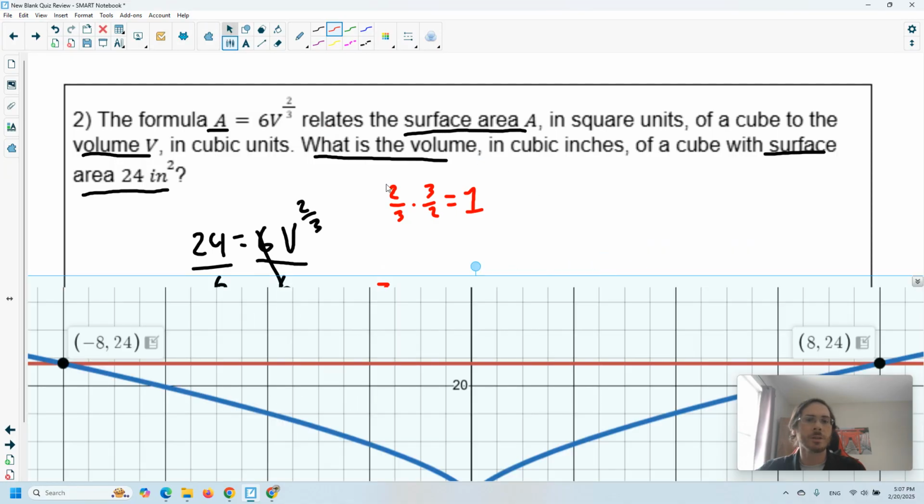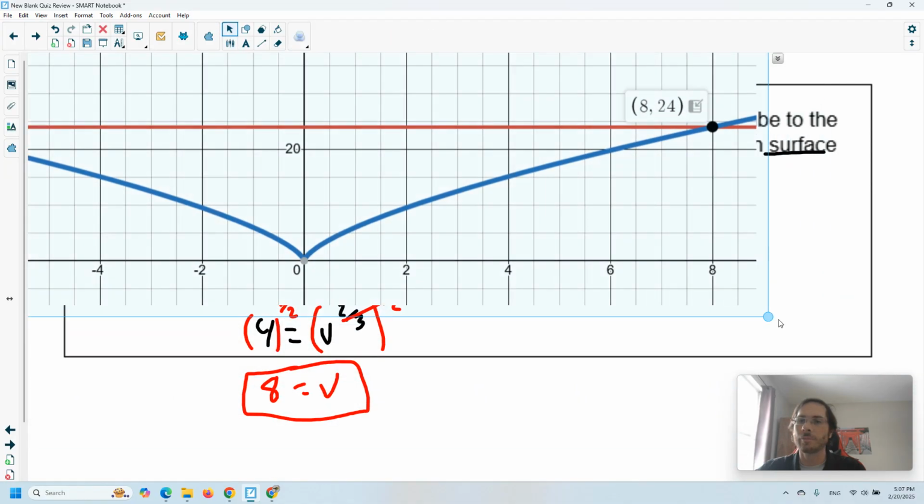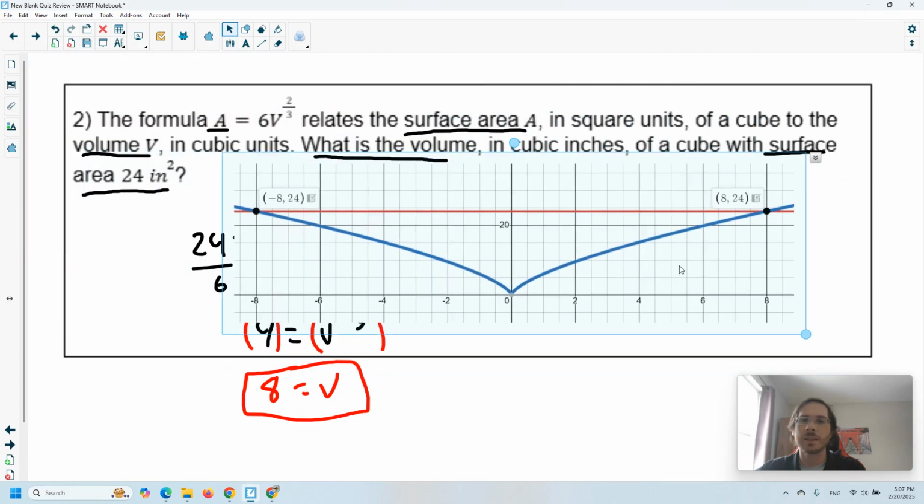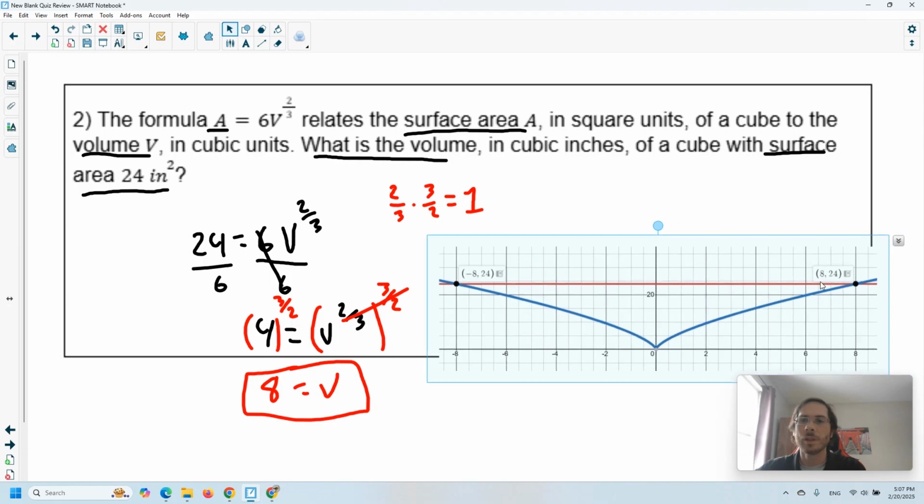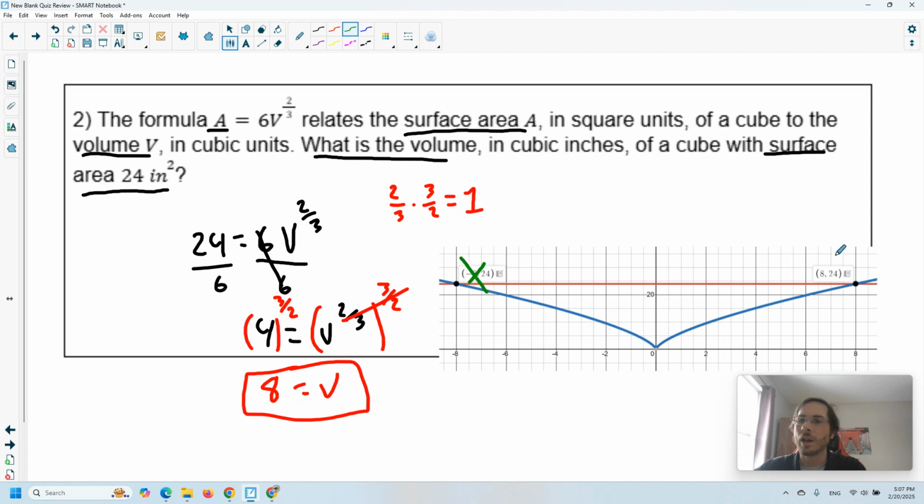If we remember from last year, a volume is a real quantity. We can't really have a negative volume for a cube. So what we would do is we would ignore our negative value. So we don't want the -8. We do want the 8.